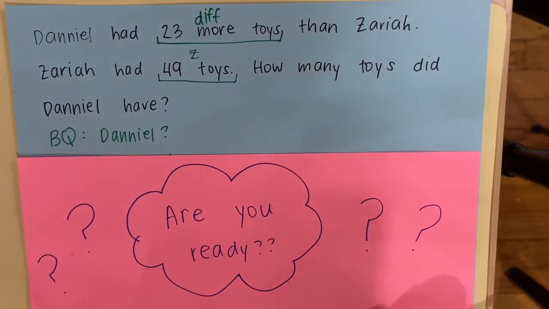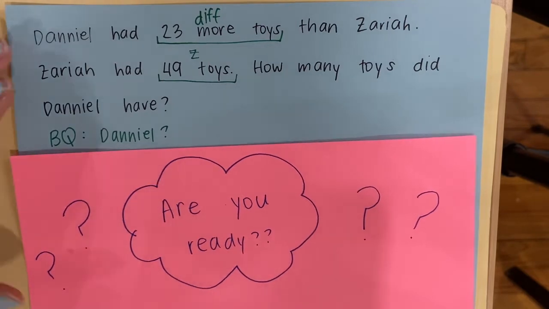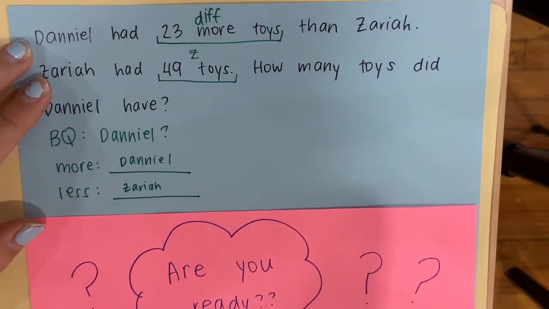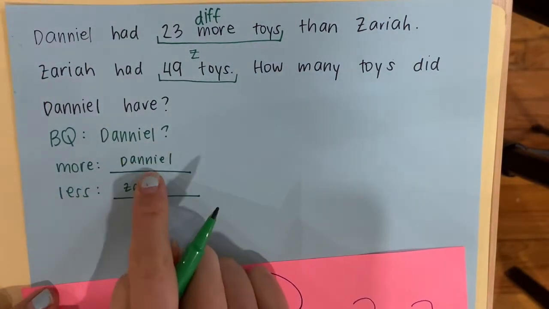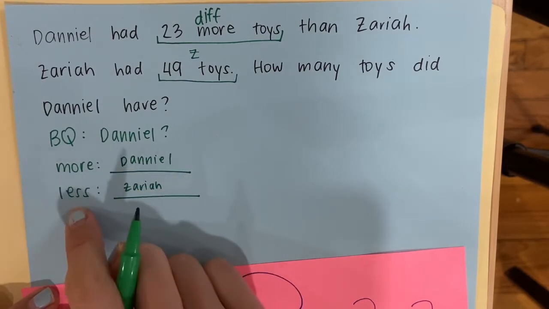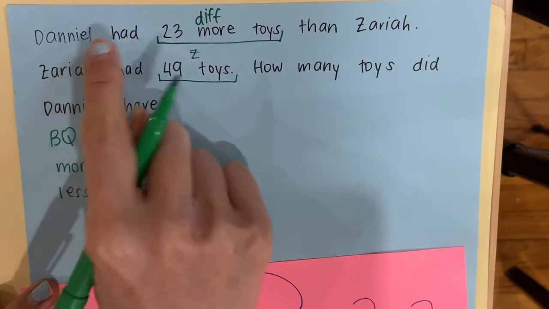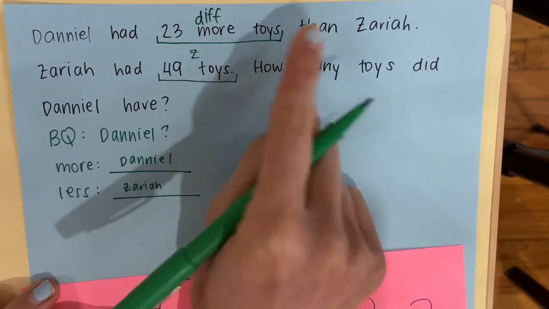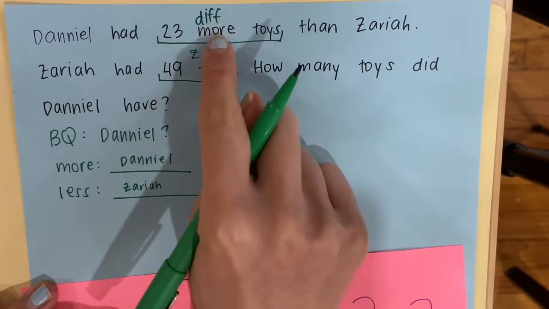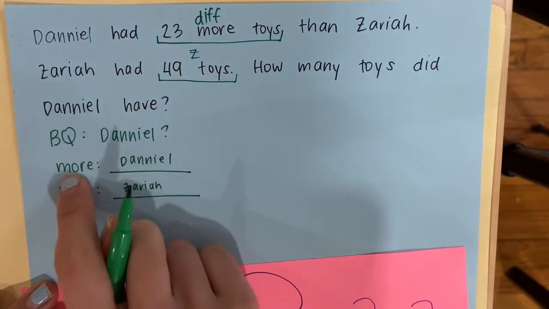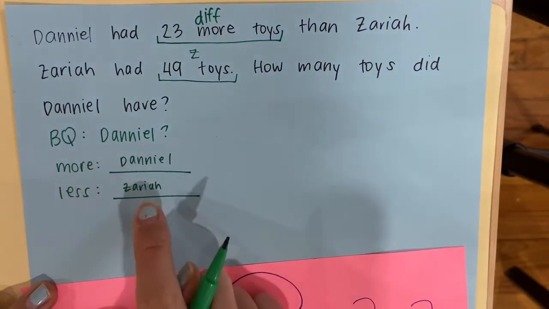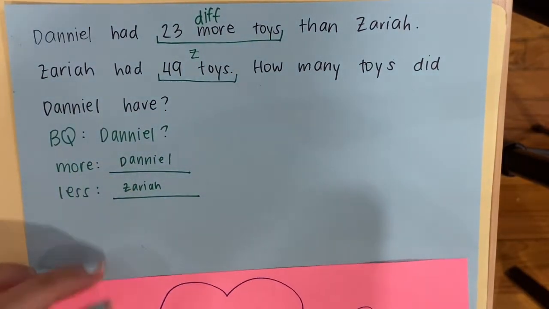Okay, are you ready? Daniel has more and Zariah has less. How do I know? I know because in the story it says Daniel had more toys than Zariah. That means Daniel has more toys. So I put Daniel as more. If Daniel has more, then that means Zariah has to have less.